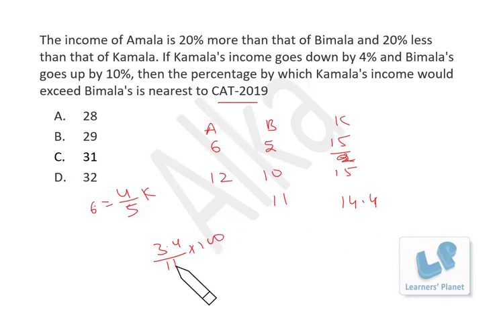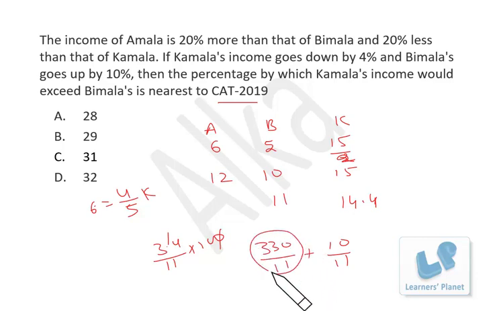Now 11 threes are 33. I remove this. So precisely this calculation is 340, that can be written as 330 plus 10, over 11, right? 330 by 11 plus 10 by 11. Okay, so this is exactly 30, and this is approximately 1, closest to 1. So 30 plus 1, 31. Right? So a very simple problem from the CAT 2019 paper.